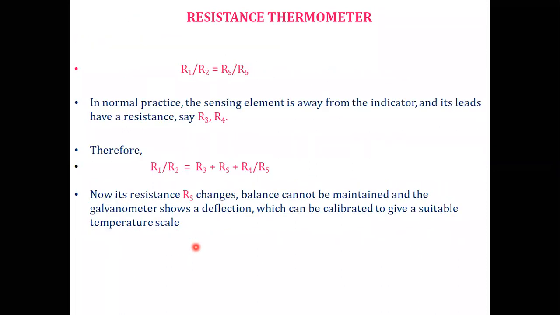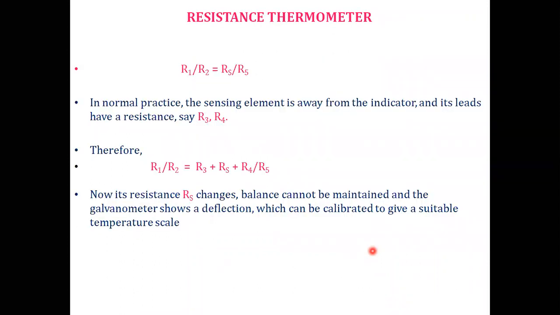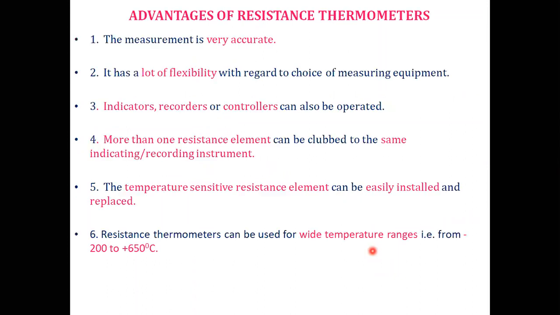In this way, this is the basic relationship: first the balancing of the bridge, and this is the final equation. The resistance RS is going to change. The balance of the bridge can be maintained by placing some pot also. Okay, this is about the resistance thermometer, and we will see what its advantages are.